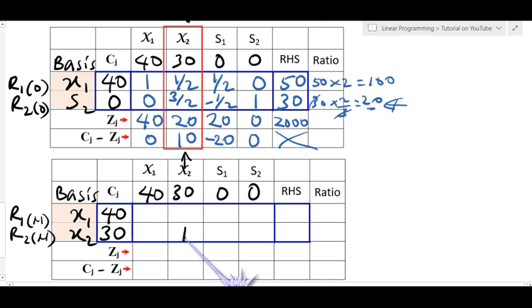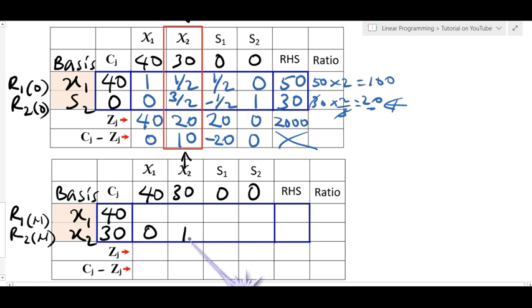Now, if we look at this, what's this position here from the other table? This is 1, and it corresponds to this position here. So what do you do to 3 over 2 to get 1? By multiplying it by 2 over 3. Therefore, we'll multiply all that row by 2 over 3 and put the value here. So here, 2 over 3 times 0 will give us 0. Here, 2 over 3 times minus 1 over 2, that's the value that will be here.